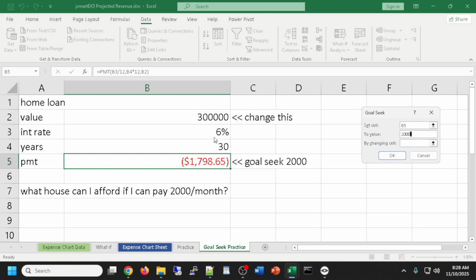What cell do I want to change? Well, I could hope for a better interest rate and negotiate down so I could afford something more. But I can only goal seek on one thing. I'm going to goal seek on $2,000. How much of a house can I get that would cost me $2,000 a month? Yes, PJ. How did you get to the goal seek?